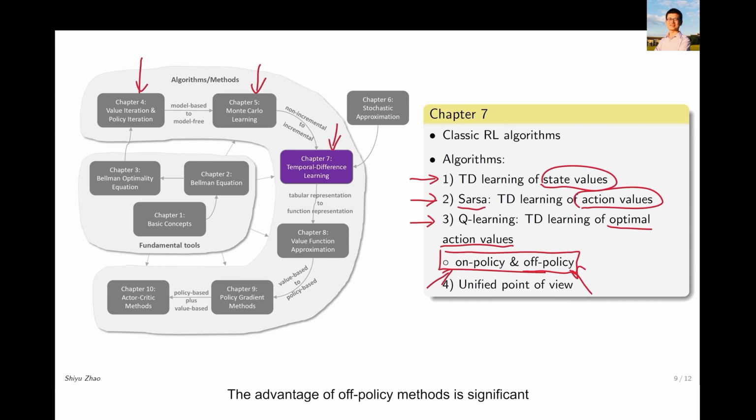The advantage of off-policy methods is significant. They allow us to leverage data generated from other policies. We can use this data to learn optimal policies. Towards the end of this chapter, a unified point of view of the algorithms introduced in this chapter is provided. We introduce numerous algorithms whose expressions are remarkably similar. The mathematical problems they solve are also similar.